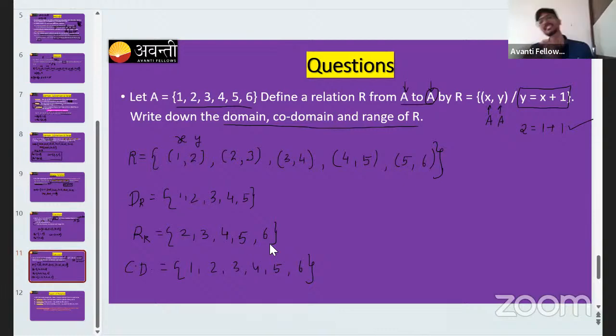So now the last part, it is like the end of the lecture. So we'll just recap and we'll first look at the last part, which is types of relation.